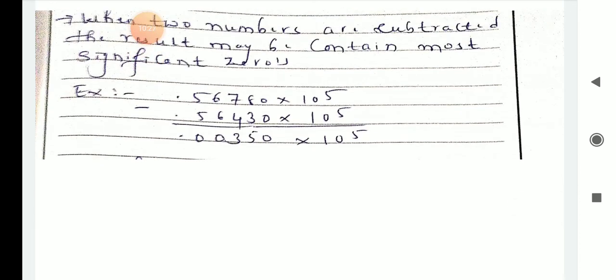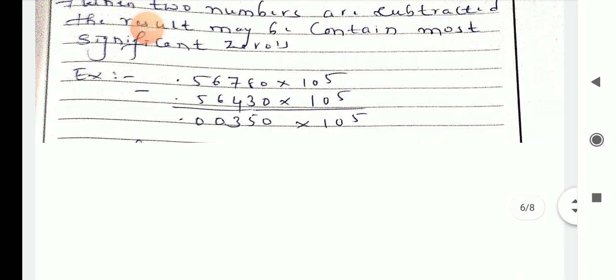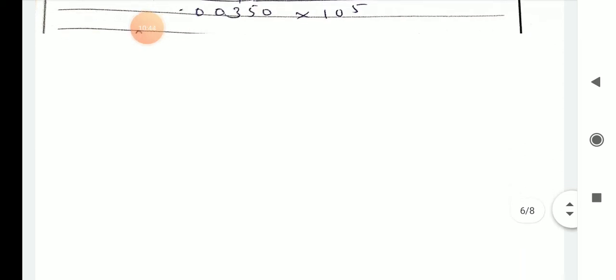0.56780 multiplied by 10 raised to 5 minus 0.5640 multiplied by 10 raised to 5. So whatever mantissas are there are equal. Okay, you are getting most significant zeros: 0.00350. 8 minus 3, 7 minus 4, 7 minus 6, 5 minus 5, 0. Okay, so this is the answer.